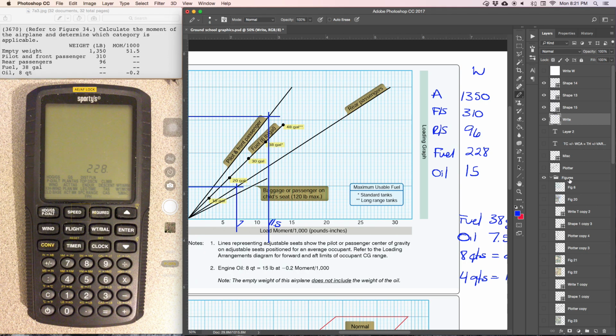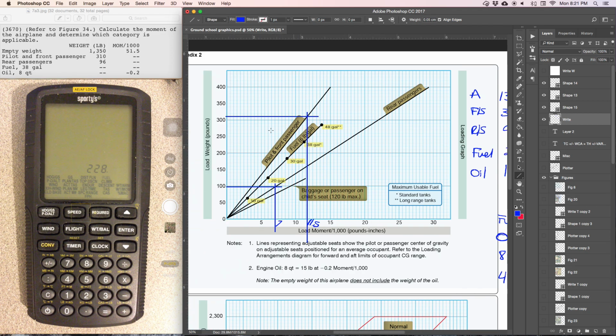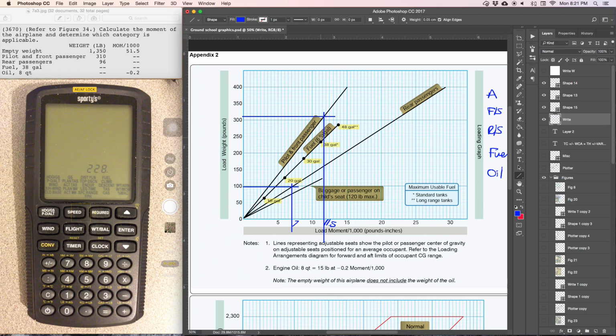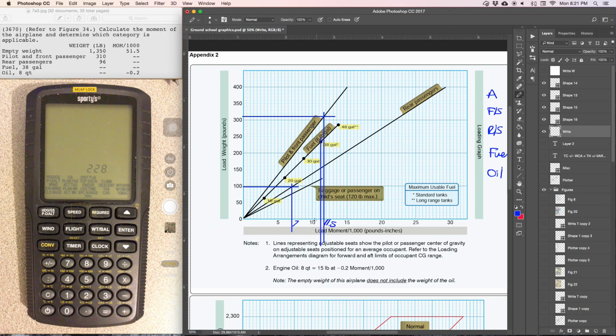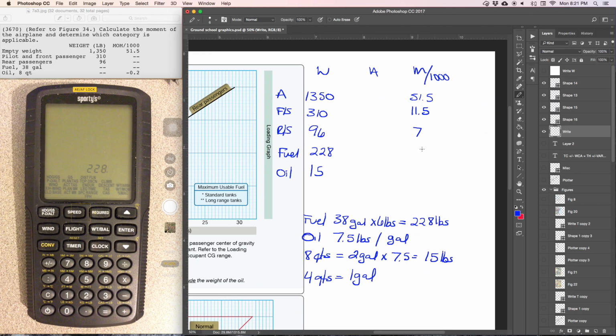For fuel, there are certain standard increments. This one has a standard increment of 20, 30, 38, and 40. So we don't have to draw a line straight across for the weight, because we can see that for 38 gallons, it's straight down from this line, and that's right at about 11 across the bottom. So fuel is about 11, and oil moment is given to us at -0.2.